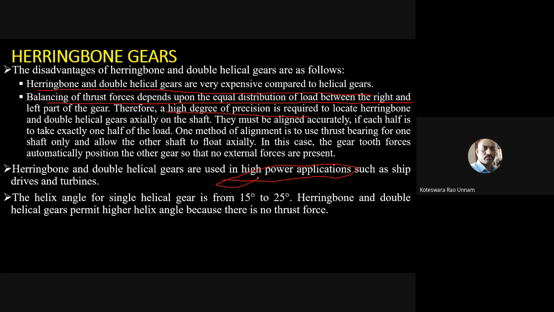The helix angle for a single helical gear is from 15 degrees to 25 degrees, whereas herringbone and double helical gears permit a higher helix angle because there is no net thrust force. So there is a limitation on the helix angle in the case of single helical gears. Always you need to choose the helix angle between 15 degrees and 25 degrees. Why? Because this will limit the thrust force.